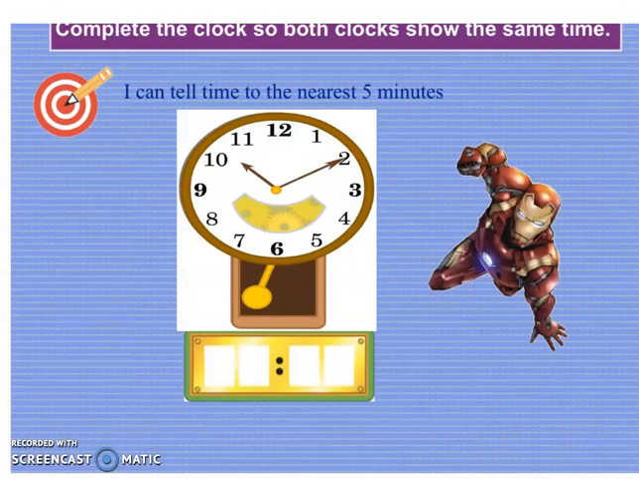Again, I can tell time to the nearest 5 minutes because we're using increments of 5 minutes. Now, this time we have to draw the time that is represented on the analog clock. So we're going to read the clock, right? So when we read a clock, boys and girls, we're going to begin with our hour hand. We're going to see what number the hour hand is pointing to. So we can see the hour hand is pointing to the 10. So right away we know it's 10 o'clock. So we're going to draw the 10 right there.